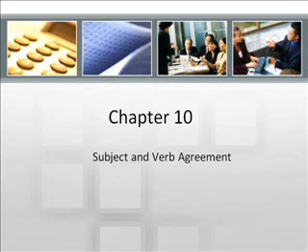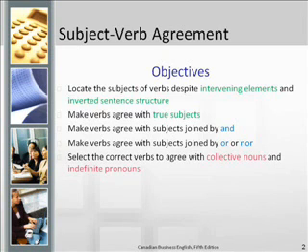This PowerPoint presentation covers the topic of subject and verb agreement, which is Chapter 10 of our Canadian Business English text, 5th edition. There is a variety of objectives for this particular PowerPoint presentation, including locating the subjects of verbs despite intervening elements and inverted sentence structure, making verbs agree with true subjects, making verbs agree with subjects joined by the word and, making verbs agree with subjects joined by the words or, nor, and selecting the correct verbs to agree with collective nouns and indefinite pronouns.